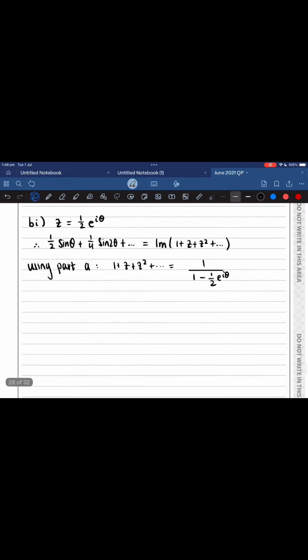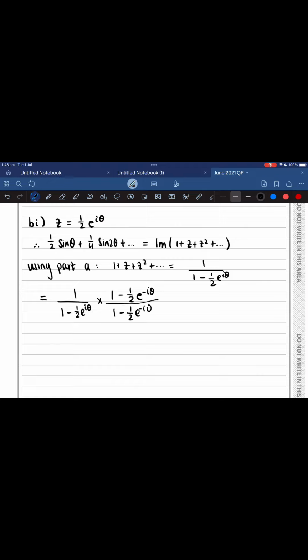And since we have a complex denominator, we want to times by the complex conjugate. So we're going to be multiplying by 1 minus 1/2 e to the minus i theta. And this makes the denominator real. So after we do this, we just expand our brackets.